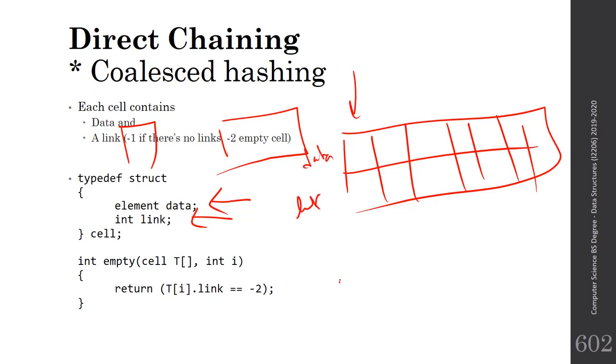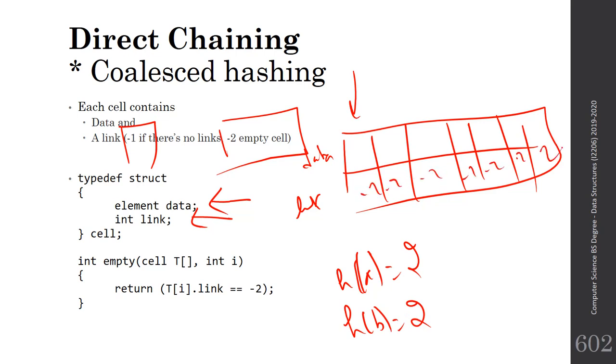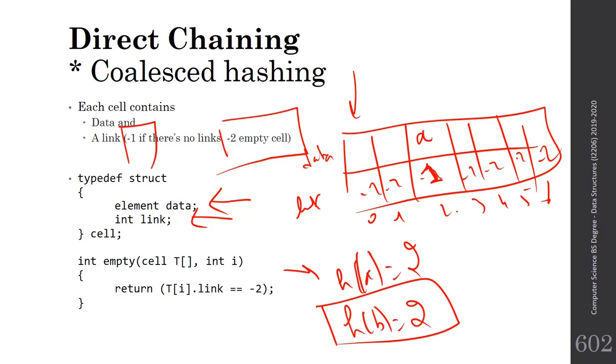So let's suppose that the hashing of A is equal to 2 and the hashing of B is equal to 2. At first all the cells are empty, so in the link we'll find -2, and then I need to add A. A is at index 2, so I would place it here, and I will say -1 because there is no one else that hashes to the same hashing value. And then I need to add B. B obviously hashes to 2.